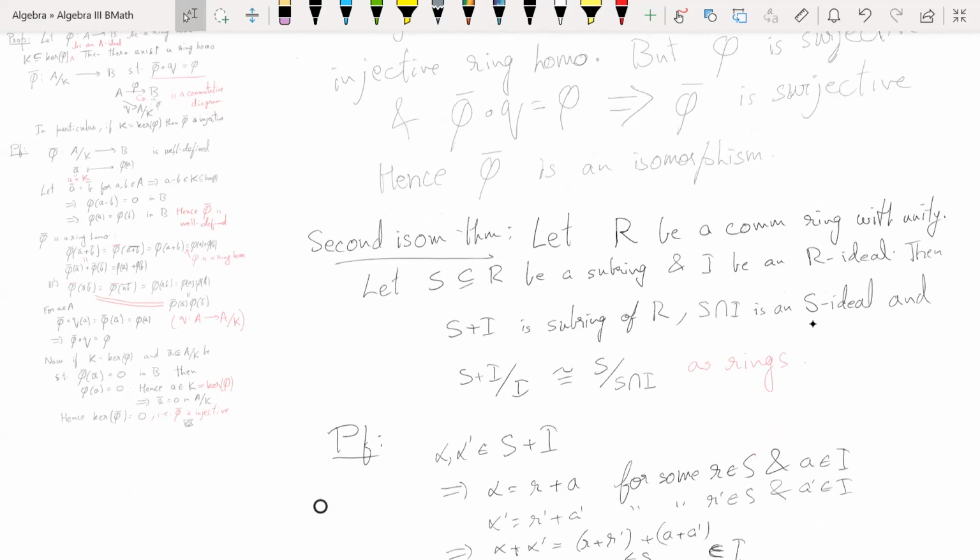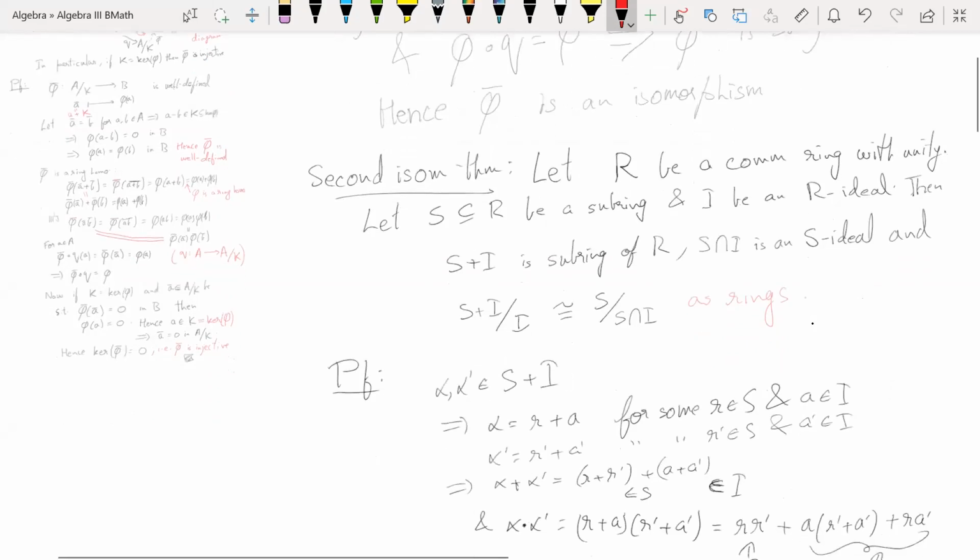So let's take two elements alpha and alpha prime in S plus I. By the way, what is S plus I? It's a subset of R, and it contains elements of the form r plus a, where little r is in S and a is in I. So it's similar to the notation I1 plus I2. So let's take alpha and alpha prime in S plus I. Then alpha is r plus a for some r in S and a in I, and alpha prime is r prime plus a prime for some r prime in S and a prime in I.